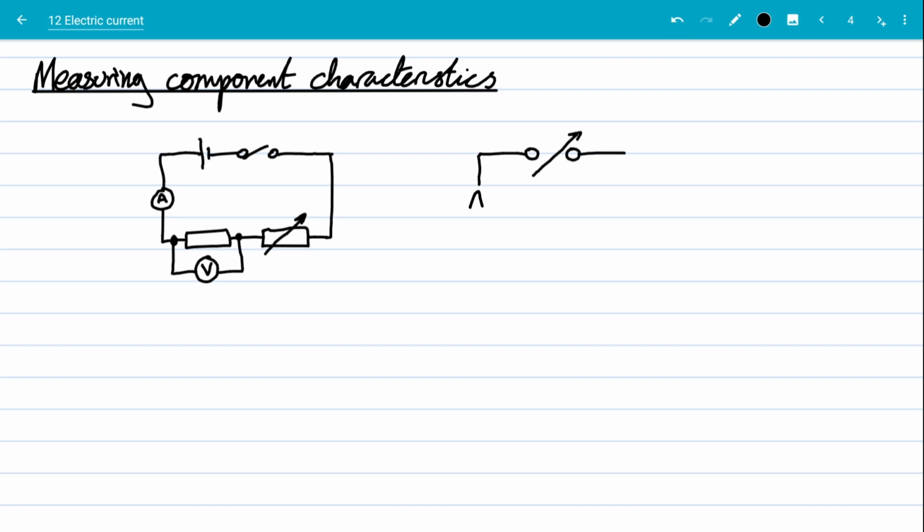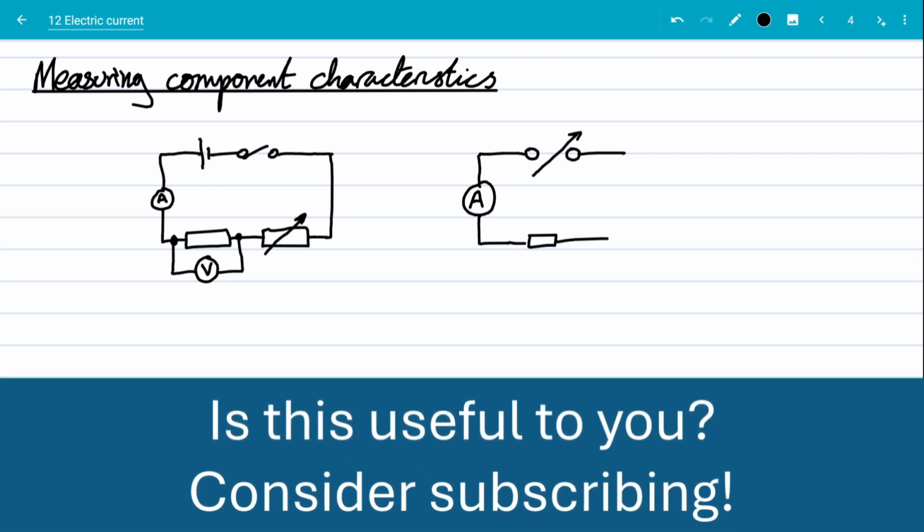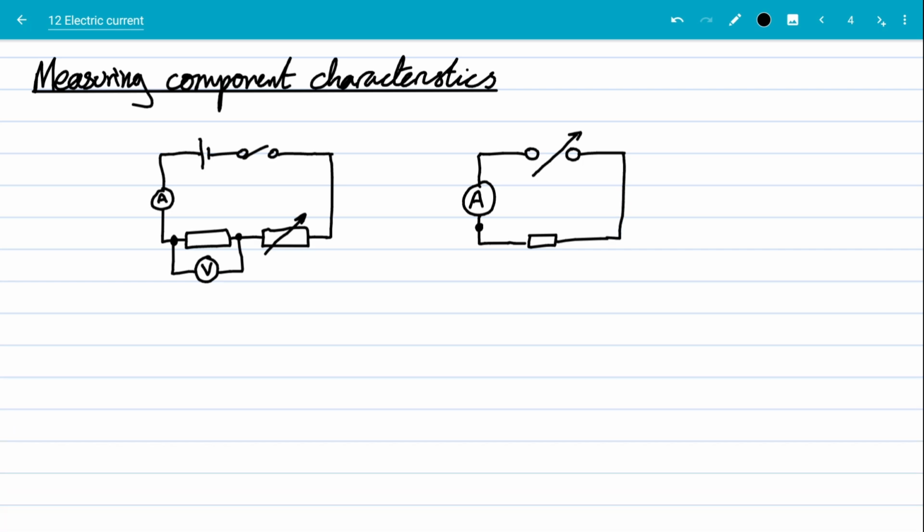And I'll do the same thing. Ammeter, some sort of component that we're interested in investigating, variable resistor. No, we don't need that anymore. We should just go like this. And then the voltmeter in parallel. Now, topologically, what I've just drawn is the same. The voltmeter is in parallel with the resistor in the same way in both of those circuits.